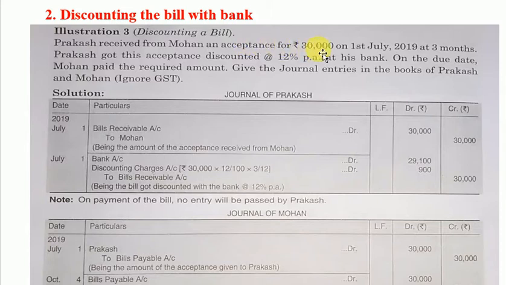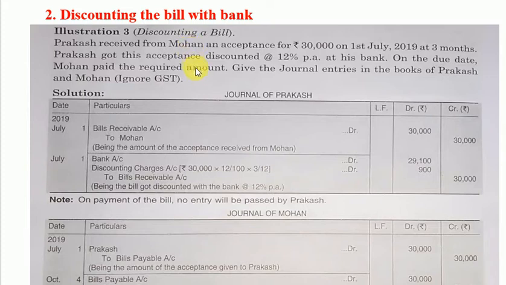So what we have to do is first make it very clear who is the drawer and who is the drawee. Children, I'm sorry, it is Prakash who is receiving the acceptance. So Prakash becomes the drawer and Mohan is the drawee because he's giving the acceptance, and the one who gives acceptance is always the drawee.